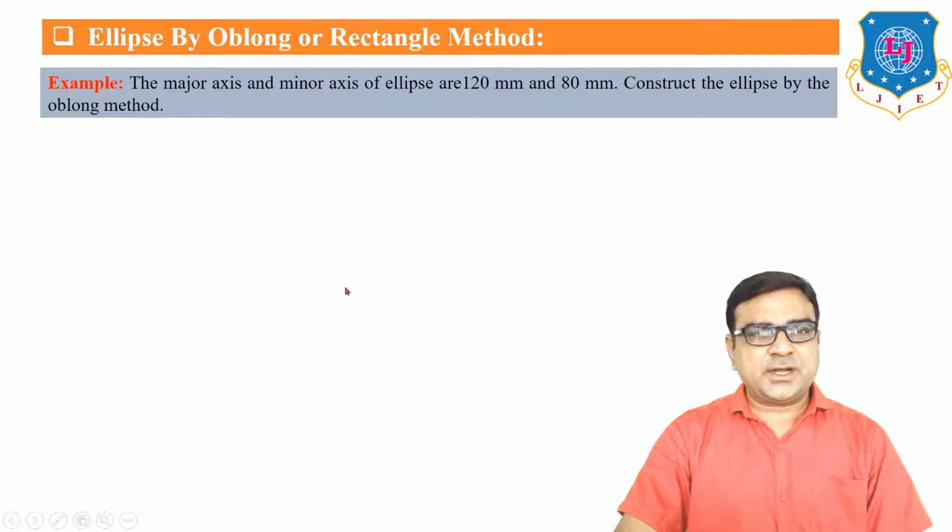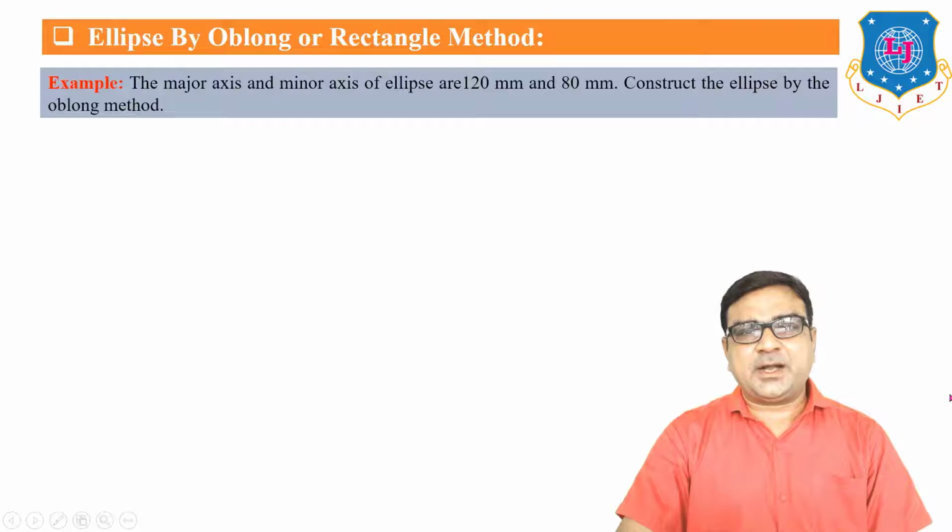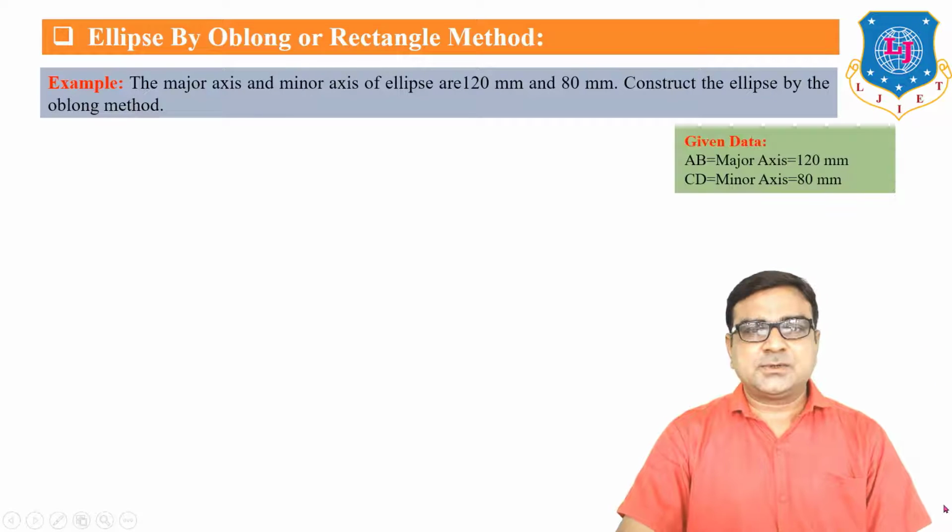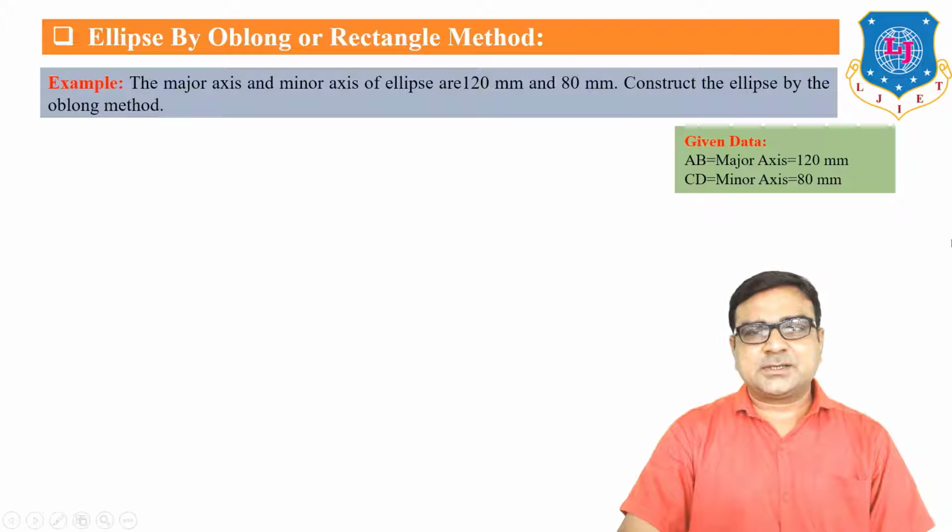First method is oblong or rectangle method. So we are going to take one example. The major axis and the minor axis of the ellipse are 120 mm and 80 mm. Construct the ellipse by oblong method. So here the given values are major axis 120 mm and minor axis 80 mm.